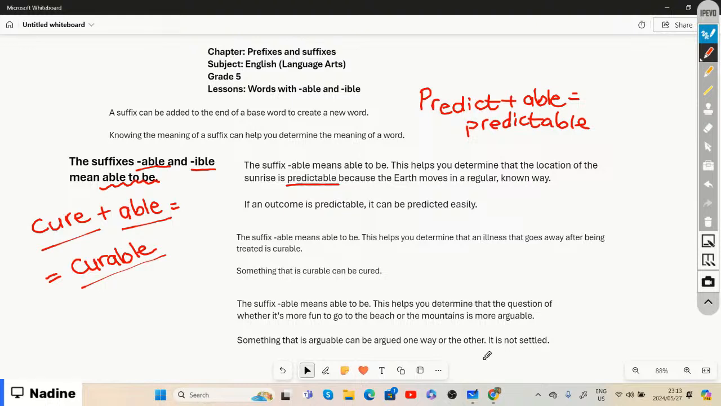And when it comes to predictable, it says that this helps you to determine that the location of the sunrise is predictable. This is an example that is given, right, because the earth moves in a regular known way. So it means that predictable can easily be predicted. If we need to predict something, it means that this thing can easily be predicted.